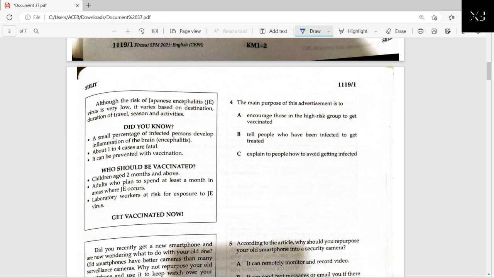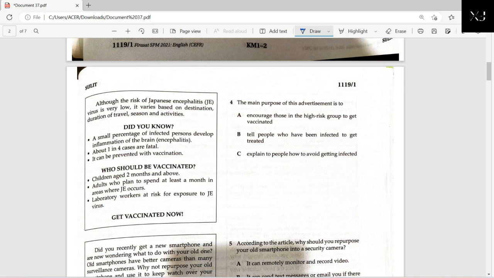And then when you read the article, they will just elaborate and explain to you what happened and all those things. Okay, all right. Number 4, although the risk of Japanese encephalitis, I hope I'm reading that correct, it's a type of virus. Okay, virus is very low. It varies based on destination, duration of travel, season, and activities. Oh, okay. So we are talking about this virus.